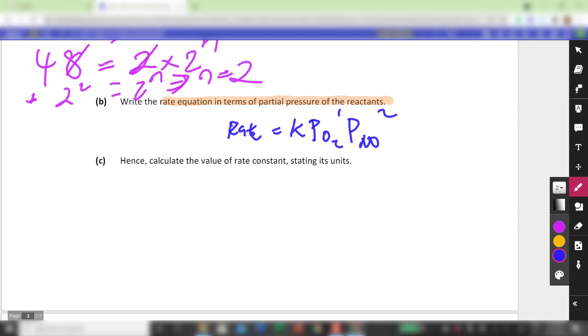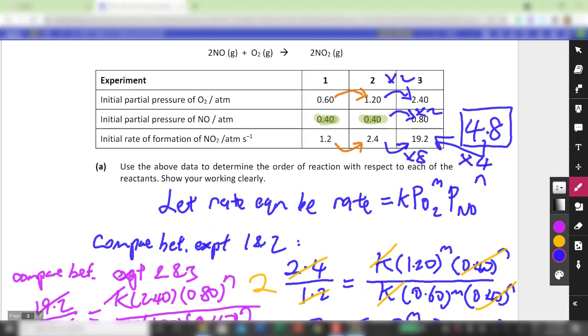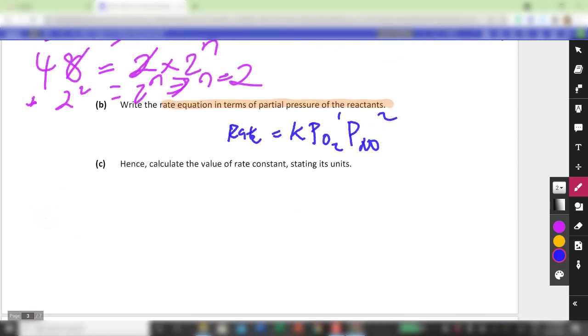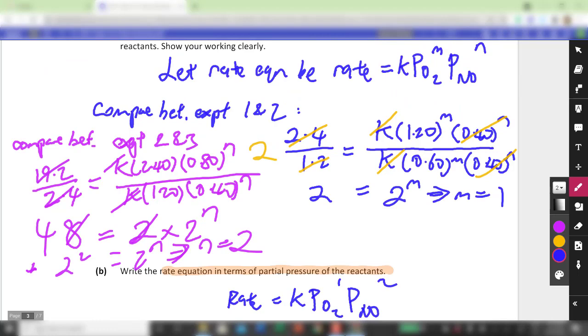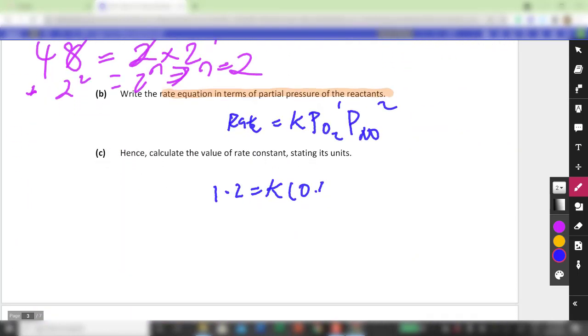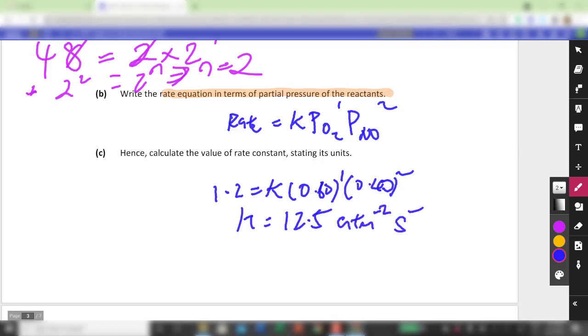So you can simply use any of the 3 experiments. Let's say we use experiment 1. In this case, the rate is 1.2 equals k, partial pressure of O2 is 0.60 to the power 1, and then 0.40 to the power 2. And then you solve for k, you should be able to get 12.5. The units will be per atmosphere per second.